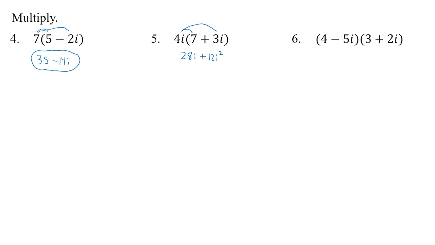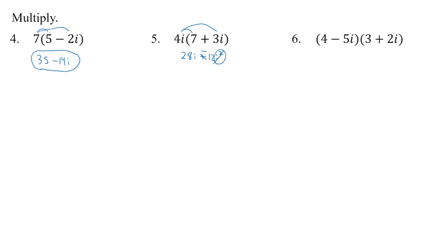Now, remember what I told you. When you're multiplying complex numbers, there's one little twist to it. And the twist is i squared. i squared has a value. It is negative 1. And because i squared is negative 1, what you could do is cross it out and change the sign here from plus to minus. 12 times i squared, or 12 times negative 1, is negative 12.